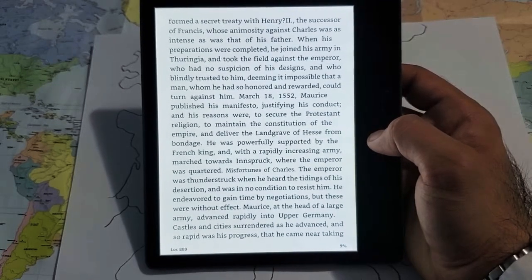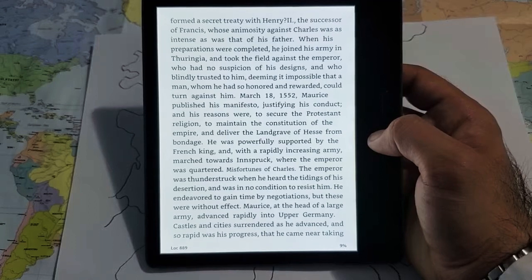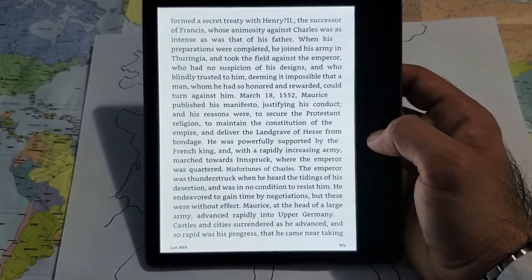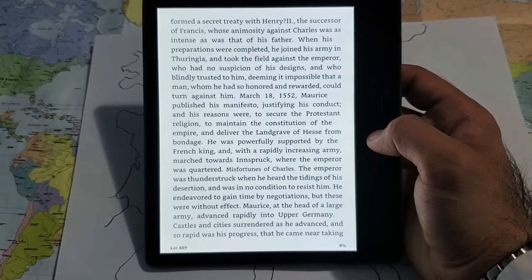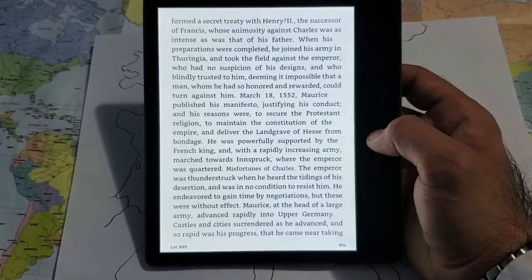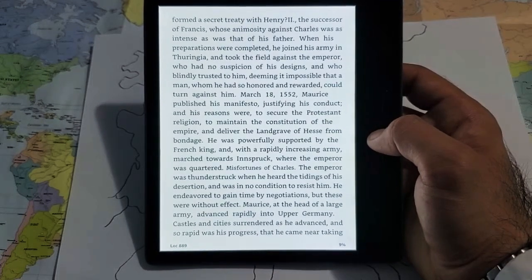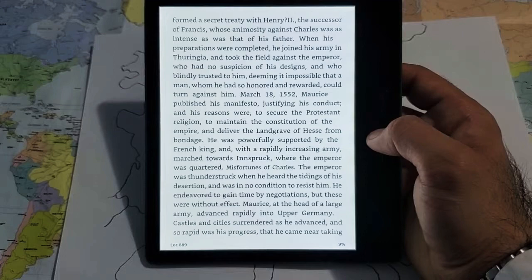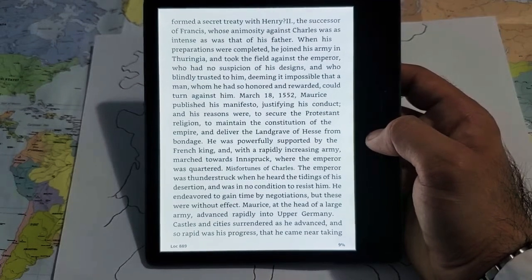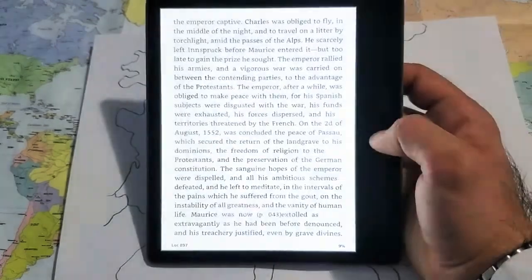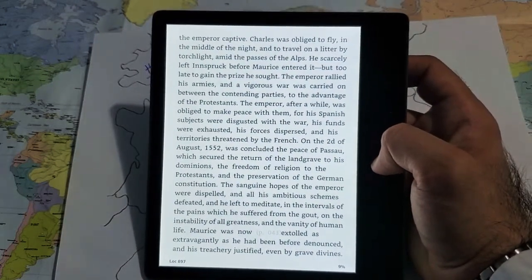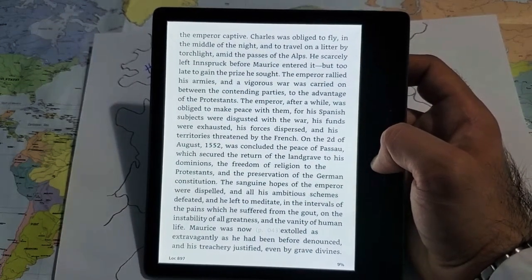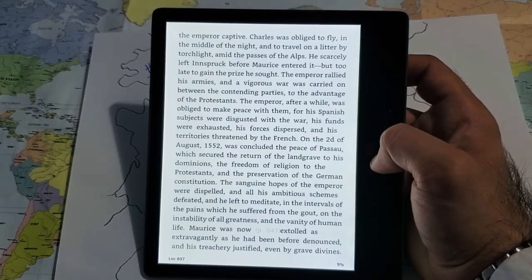He was powerfully supported by the French king, the son of Francis I, and with a rapidly increasing army marched towards Innsbruck, where the emperor was quartered, living. The emperor was thunderstruck when he heard the tidings of his desertion, and was in no condition to resist him. He endeavored to gain time by negotiations, but these were without effect. Maurice, at the head of a large army, advanced rapidly into Upper Germany. Castles and cities surrendered as he advanced, and so rapid was his progress that he came near to taking the emperor captive. Charles was obliged to fly in the middle of the night and to travel on a litter by torchlight amid the passes of the Alps.